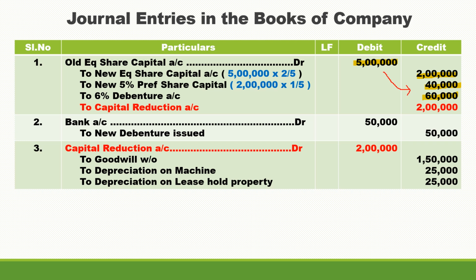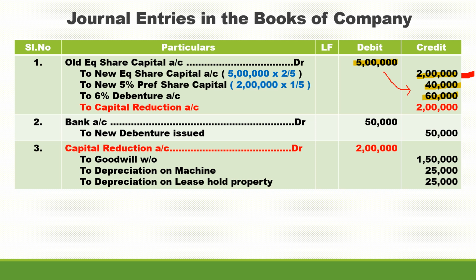Old equity share account debit 5 lakh, to new equity share 5 lakh into 2 by 5. They say 2 by 5 of the present holding. Present is 5 lakh into 2 by 5, 2 lakh. To new 5% preference share 2 lakh into 1 by 5. They say 1/5 of above new share. Above new share is 2 lakh. So 2 lakh into 1 by 5 you get 40,000. Then to 6% debenture 60,000. Then remaining balancing figure you get 2 lakh capital reduction.